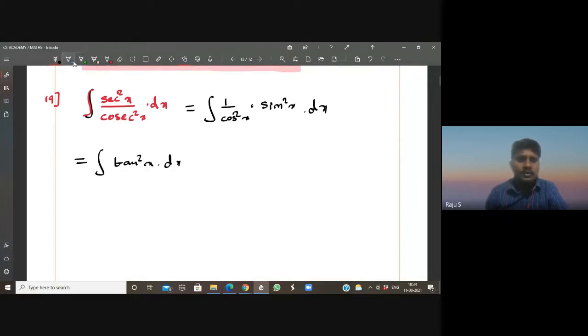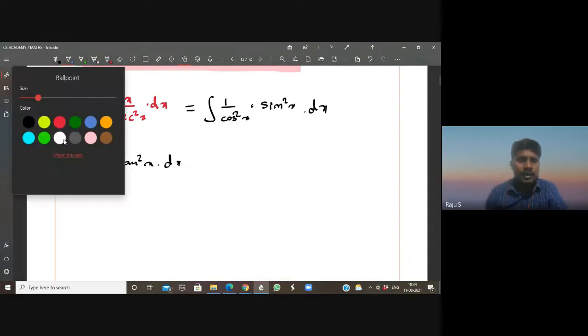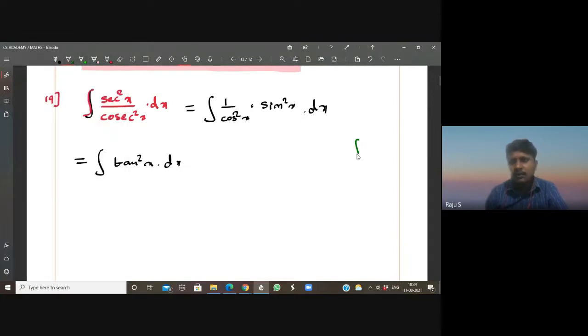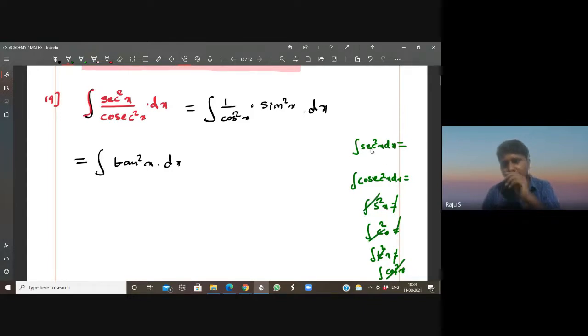See, students, you have to remember that there are formulas only for the integral of secant square x dx and cosecant square x dx alone. We don't have any formula directly for sine square x, for tan square x, or for cot square x. Directly we don't have, but we have a direct formula for secant square x.